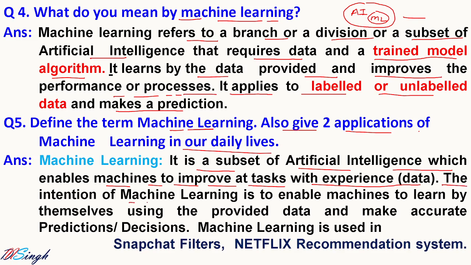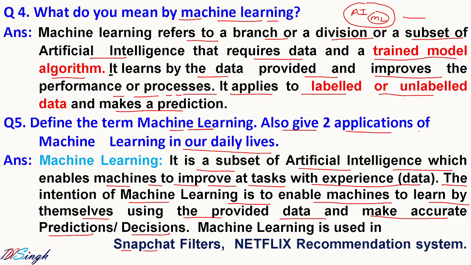So the intention of machine learning is to enable machines to learn by themselves. What is the final objective of machine learning? To enable machines to learn by themselves using the provided data and make accurate predictions and decisions. If you want to understand it, you can understand it by these examples.